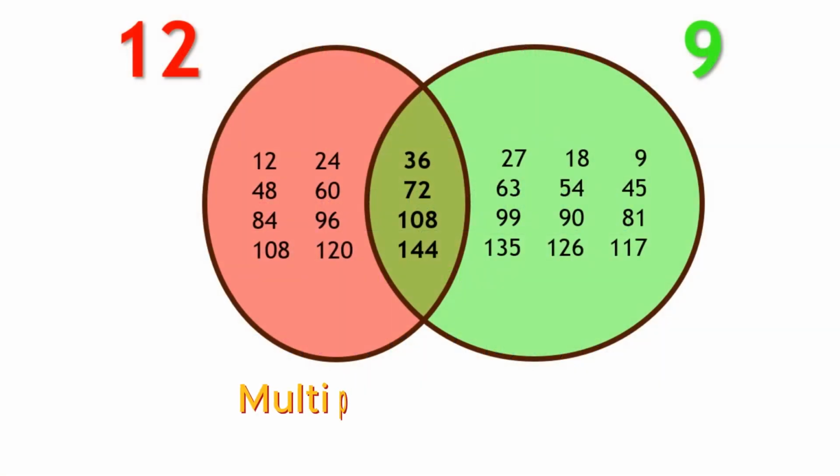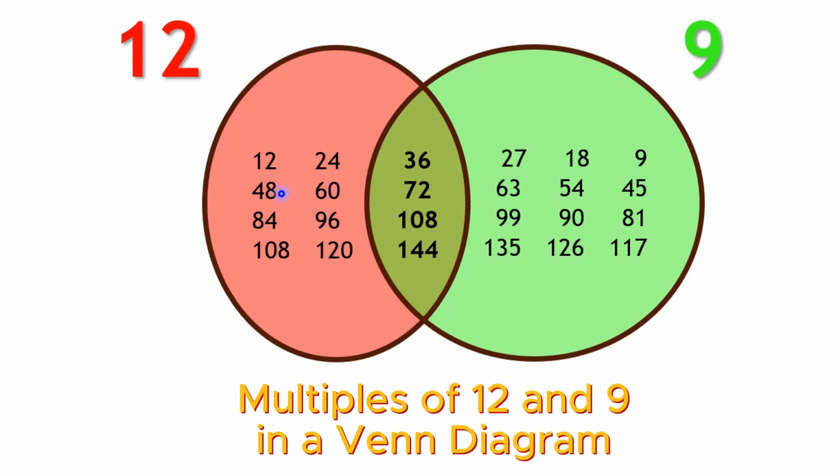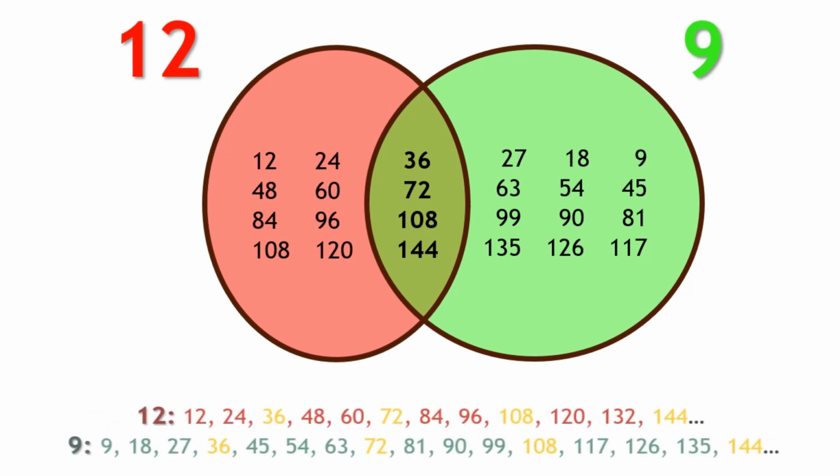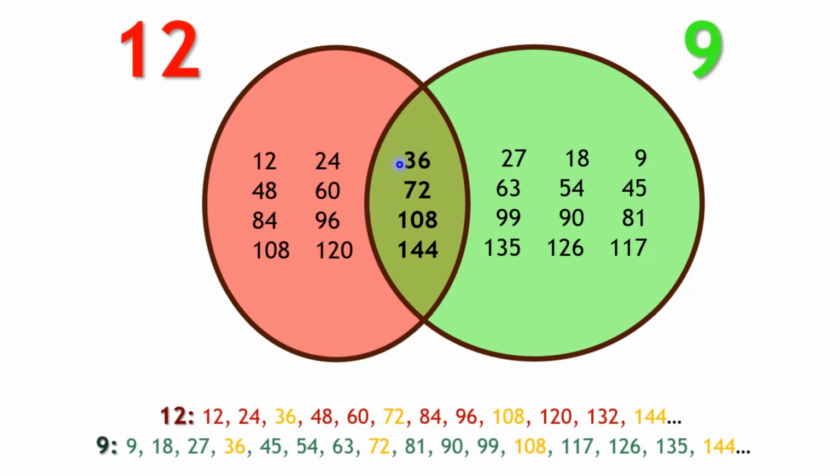The multiples of 12 and 9, where the red circle represents the multiples of 12 and the green circle represents the multiples of 9. Now these numbers in between are the common multiples of 12 and 9. Common multiples are simply multiples that two or more numbers have in common. Now the first number to appear here is called the lowest common multiple, or commonly termed as LCM.